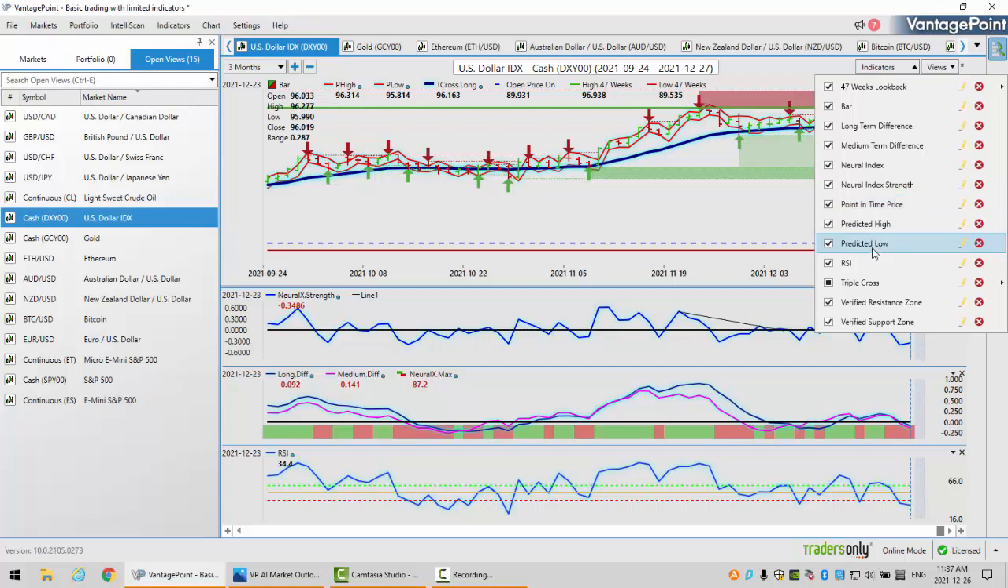We're using our predicted high and predicted low, our predicted RSI, our triple EMA cross that's been modified for year-end trading, where we're only looking at the T-cross long for the line in the sand between bullish and bearish. And of course, the very popular verified support and resistance zones that are one of the main indicators we use for reversals.